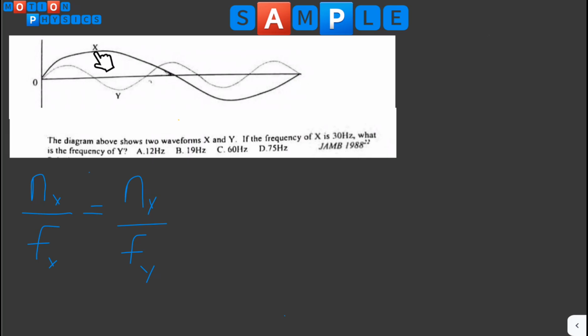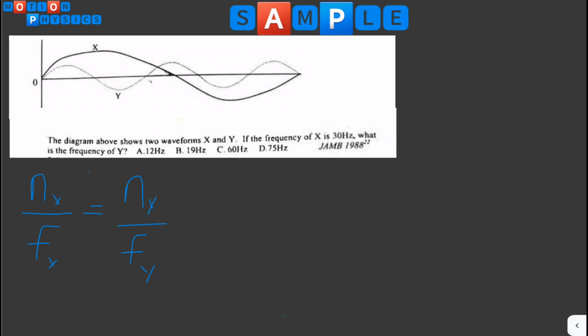Now, from this diagram we can count and identify the number of wavelengths for x and also the number of wavelengths for y. Whenever you see a loop at the top and another loop at the bottom, it stands for one wavelength. So the number of wavelengths for x is 1, because you have half up here, the bold line, and another half down here.